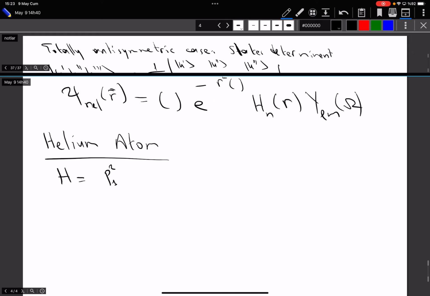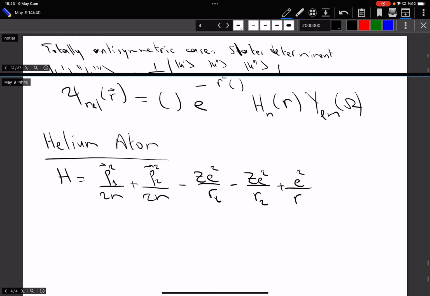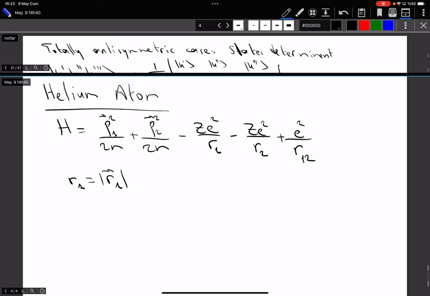P1 squared over 2m plus P2 squared over 2m. Then we have the attraction, the potential energy between the electrons and the nucleus: minus Ze squared over r1 minus Ze squared over r2. And then we have the interaction between the 2 electrons: e squared over r12. r1 being the distance of the first electron from the nucleus, r2 the second one, and r12 their separation.